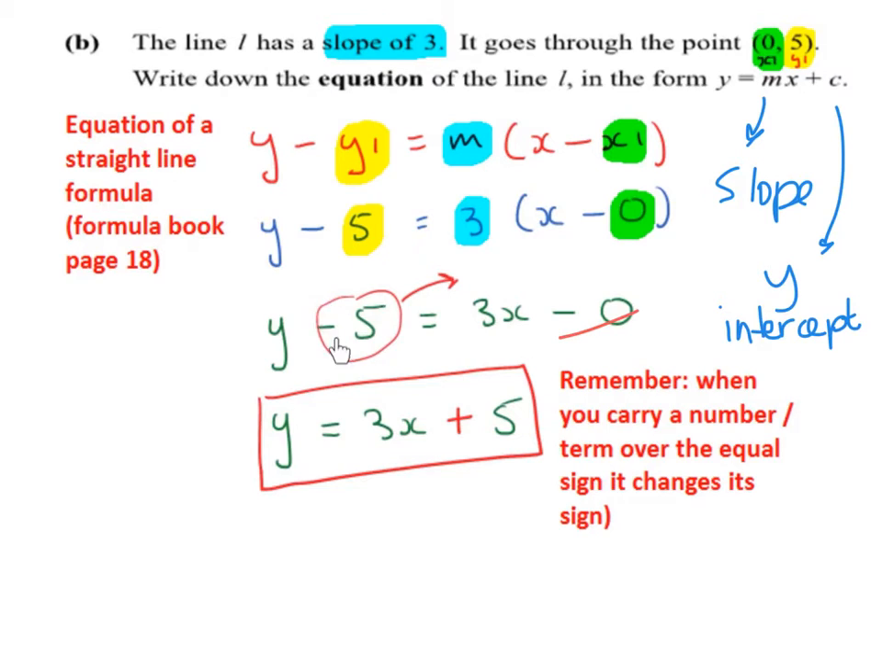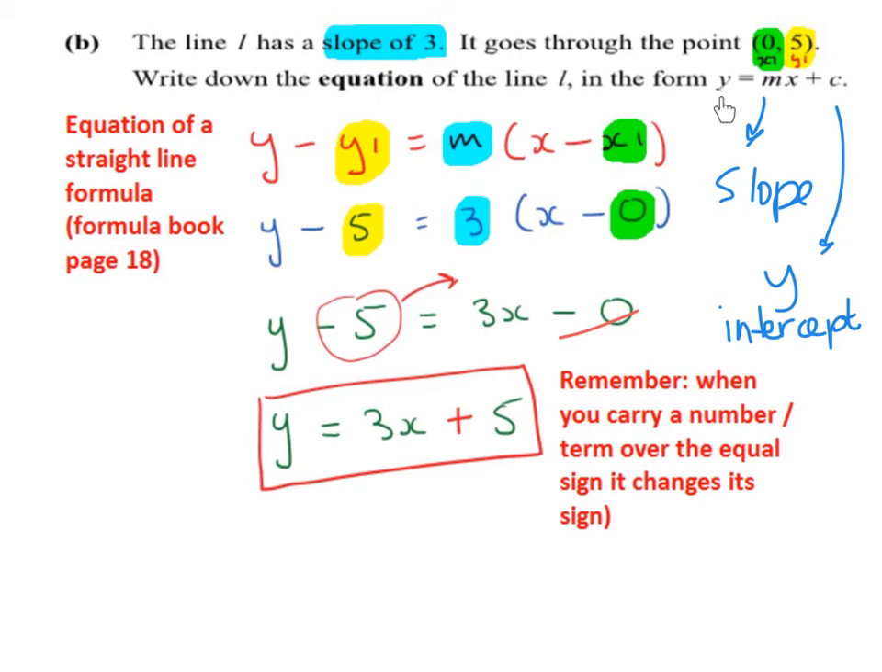So we have to bring this minus 5 over the other side of the equals. Now you need to remember, when you carry a number or a term over the equal sign, it changes its sign. So if we ever carry something over the equal sign, whether it's going to the left or going to the right, the sign will change. So the minus 5 goes over the equal sign and becomes plus 5. If it had originally been a plus 5, it would become a minus 5, so just change a sign.